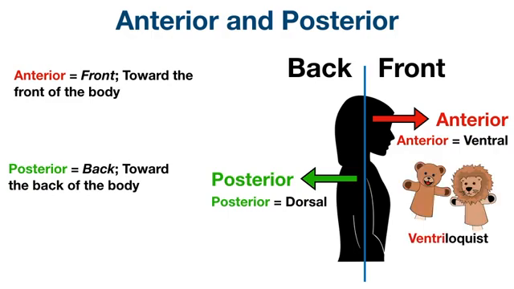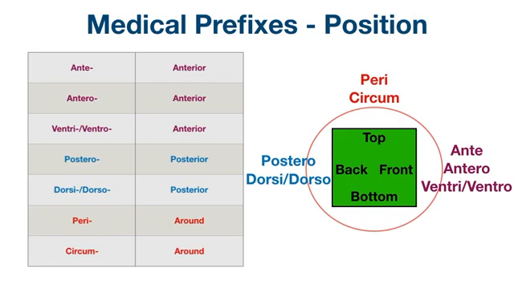You can think of a ventriloquist for ventral, which literally translates to stomach talker. And if you point to your stomach, then you're pointing to the front of your body, and this can help you remember ventral means front. For dorsal, you can think of a dorsal fin on the back of a fish to help you remember dorsal means back. You might also recognize this image and table from our medical prefix video. That link will be in the description as well.